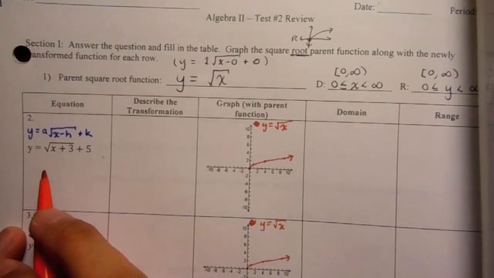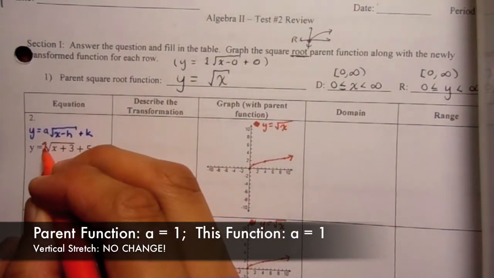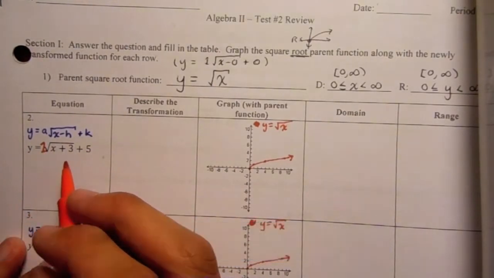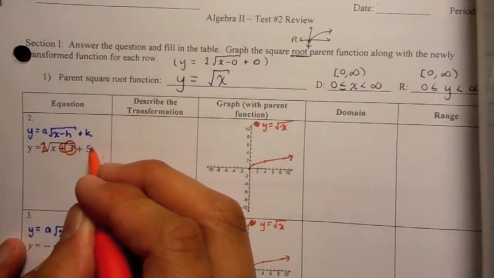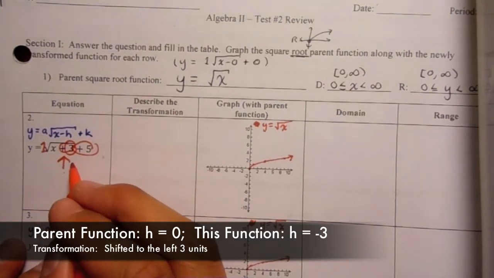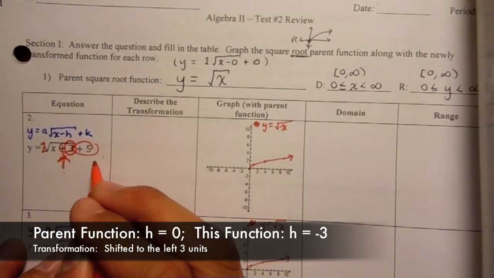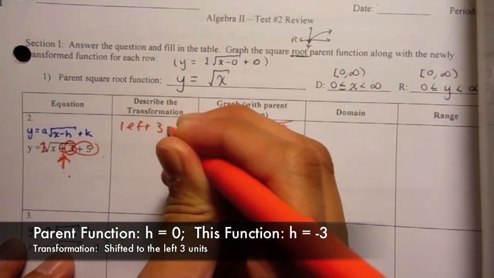For number 2, we have y equals the square root of x plus 3, plus 5. We can see here that in place of a there is a 1, so there was no vertical stretch or vertical compression. So what we have here is plus 3 on the inside and then plus 5 on the outside. Insiders, this is the horizontal shift. Whatever number's on the inside, it'll tell me how much to shift left or right. But insiders, they lied to you. So instead of going to the right, positive 3, we really went to the left 3 units.